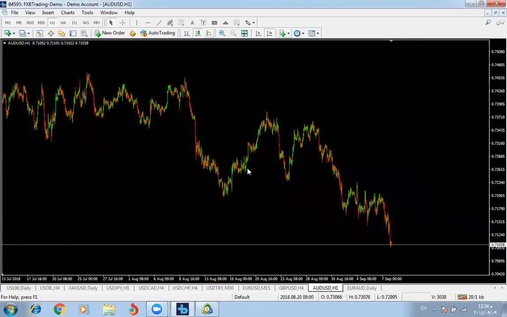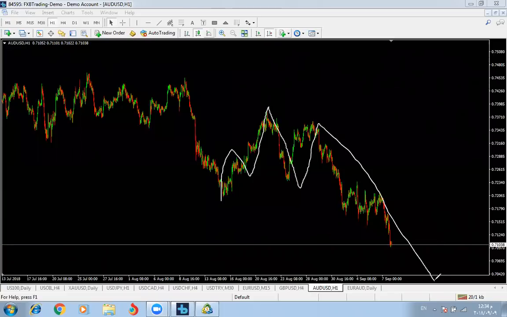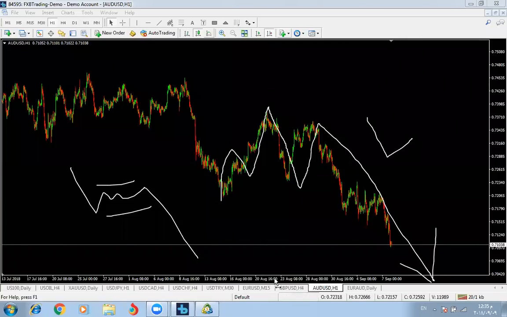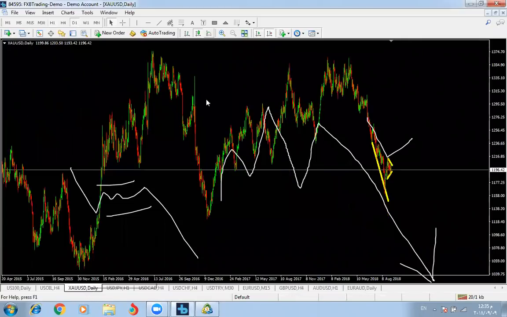The whole corrective movement is like this. It's A, B, C. This is 1, 2, and we are in a wave moving impulsively to the anticipated target area. Whenever we see corrective structures like flags, we can take our entry points. Okay, that's all about Aussie. Let's move to gold.